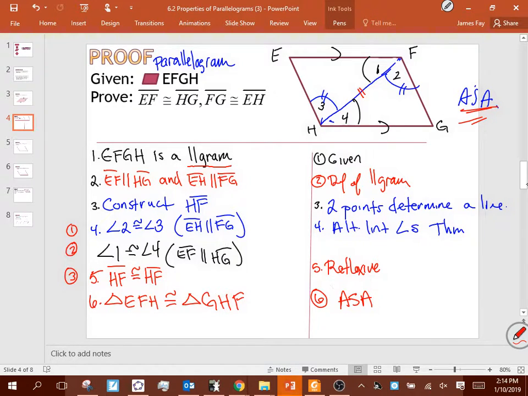So now, because that's not what I want to prove, I want to go a little bit further. So now you've got in your mind, I've got to use a CPCTC thing, right? Well, look at what we're trying to prove: EF and HG.